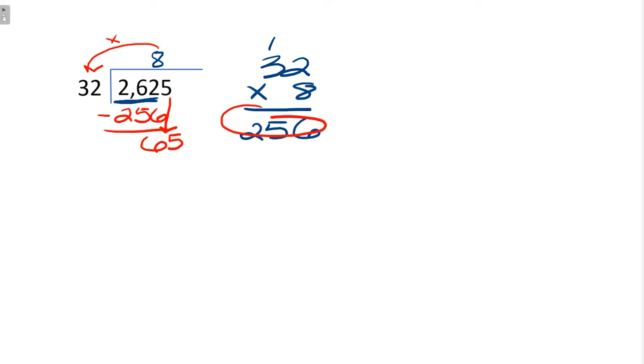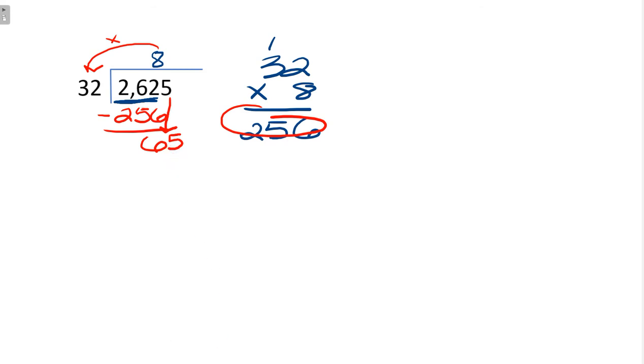Now I have accounted for every single digit in this number. I first went into 262, I had 6 left over, then I brought down my 5, so I'm about to go into every digit in 2,625. Now I want to know, let me get my pointer here so I don't make a mess of my screen, how many times 32 goes into 65, again without going over.